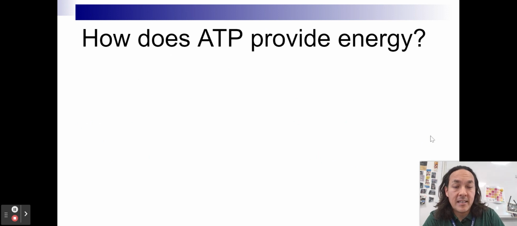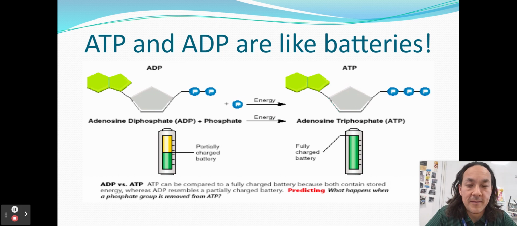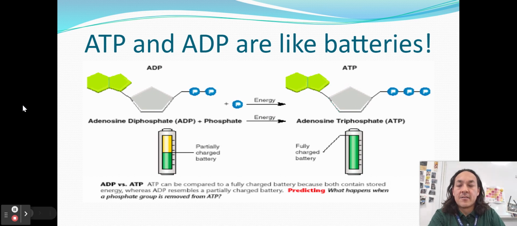All right. How does ATP provide energy? So if you pause the video there, that's great. I'm sorry, I forgot to tell you to pause. This green molecule is called an adenine. You don't need to know that yet. We'll learn that later on. But it's a nitrogenous base. It has nitrogen in it. And it's connected to a sugar. This is the sugar. It's called ribose.